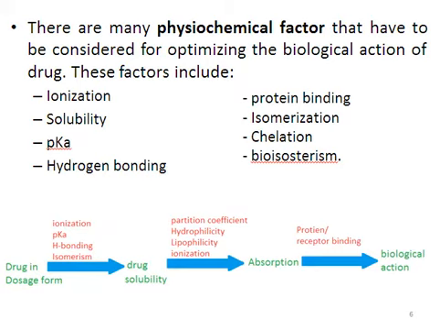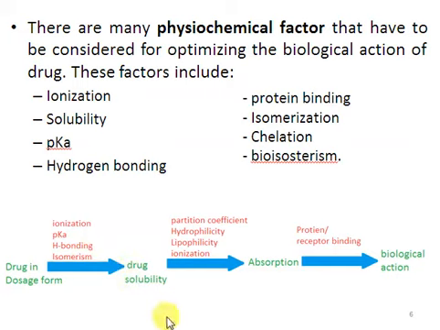So these factors include ionization, solubility, pKa, hydrogen bonding, protein binding, isomerization, chelation, and bioisosterism. So we'll see how these factors affect the biological activity. So just for an overview, we have a drug. We have considered the drug in proper dosage form. So we have calculated the dose which will be given. So this drug must get solubilized inside the body, right? The factors which affect the solubility of the drug include the ionization, the pKa of the drug, the ability of the drug to form hydrogen bonding, and the type of isomerism which is existing in the drug.